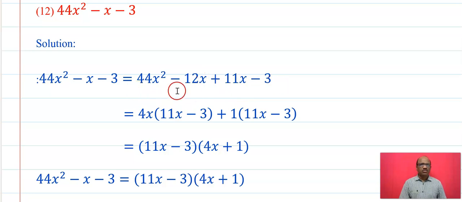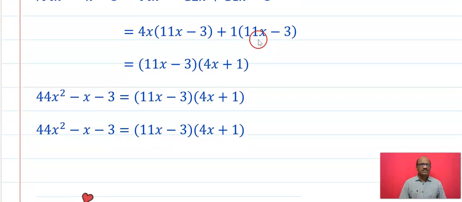Now we'll take the common from first these two terms. That is the number will be 4. 44 means 11 into 4 and 12 means 4 into 3. Therefore we take the 4 as common and the variable is x. Therefore 4x in bracket 11x minus 3. From the next two terms we will take 1 as common and in bracket you will get 11x minus 3. Again we take 11x minus 3 as common and in bracket you will get 4x plus 1.